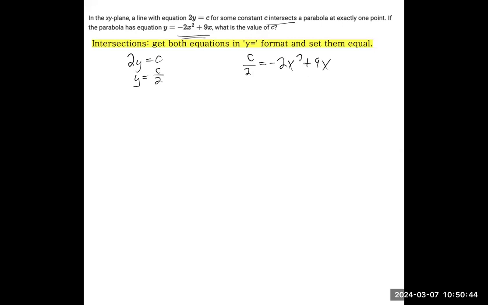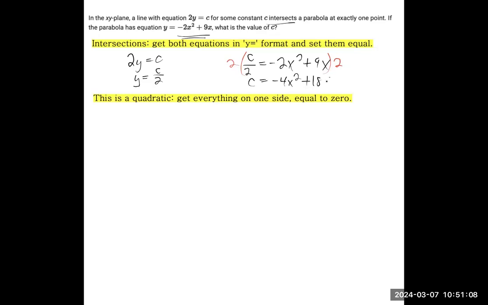And now what? Now we can observe that this is a quadratic situation. A quadratic is generally an equation that has x squared in it. And for a quadratic, you get everything on one side equal to 0. So we can basically simplify. Go ahead and multiply by 2. You'll get c equals negative 4x squared plus 18x. And we can subtract the c to the other side and get 0 equals negative 4x squared plus 18x minus c.